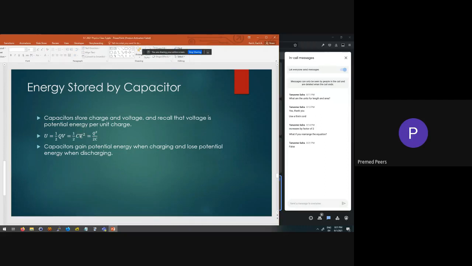So when you charge a capacitor, the voltage on the capacitor goes up and the potential energy increases. And when it discharges, you lose the potential energy. And it is converting into kinetic energy because we're using the energy stored in the capacitor to move electrons out of it when we're discharging it.